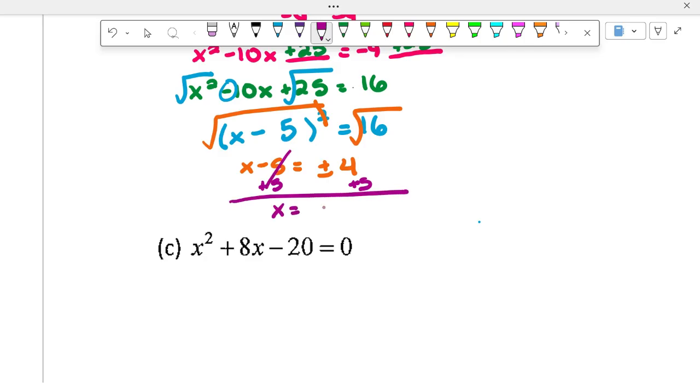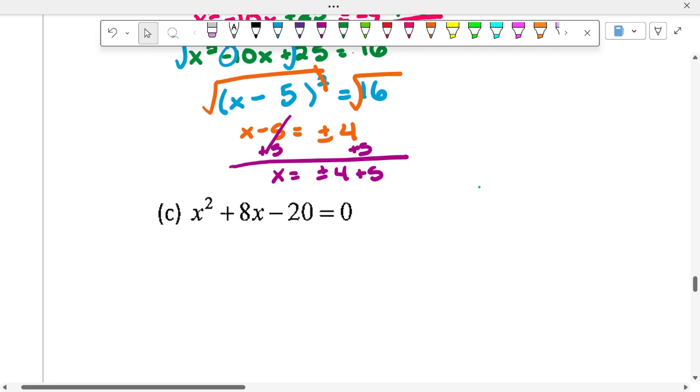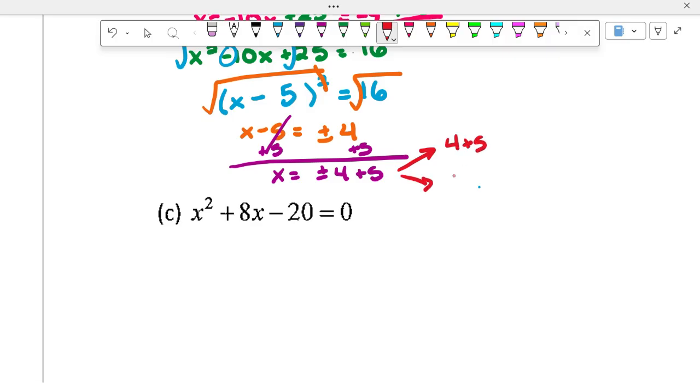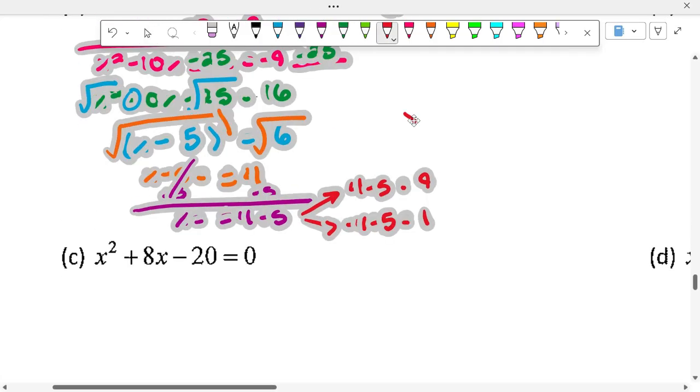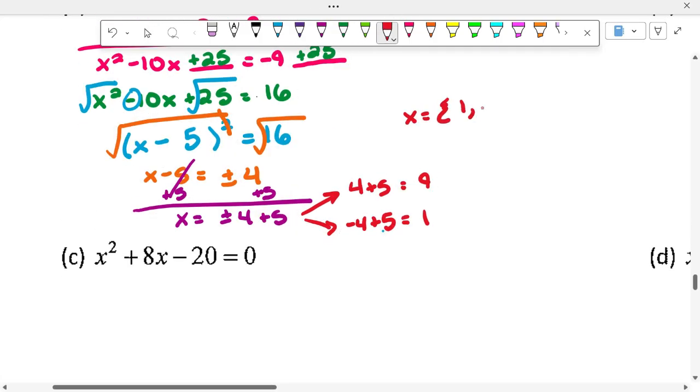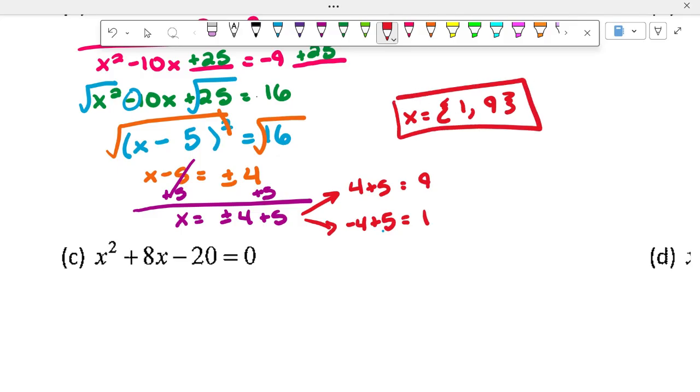So I have x is equal to plus or minus 4 plus 5. I'm not done because both of those are nice rational numbers. So what do I have to do next? Right, 4 plus 5, negative 4 plus 5. So I break apart the plus minus. What's 4 plus 5? Negative 4 plus 5? 1. So that means x is equal to the set of 1 and 9. Any questions on that?